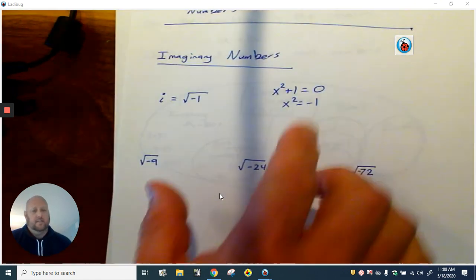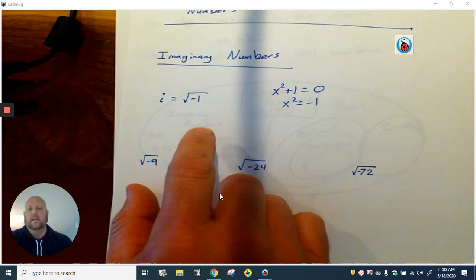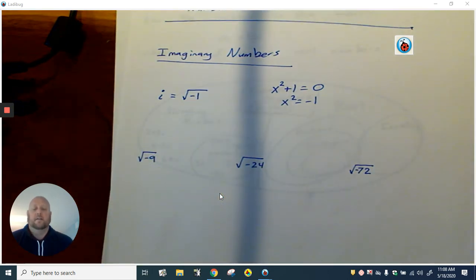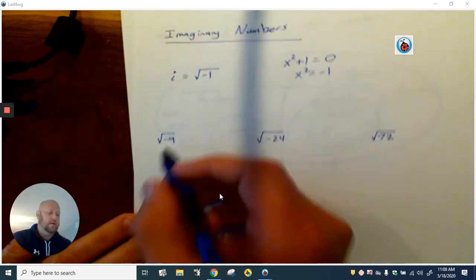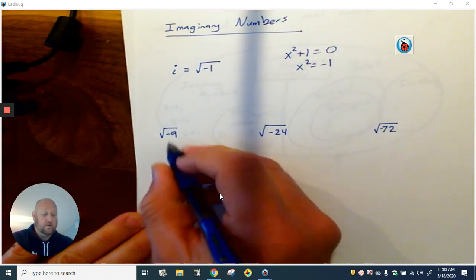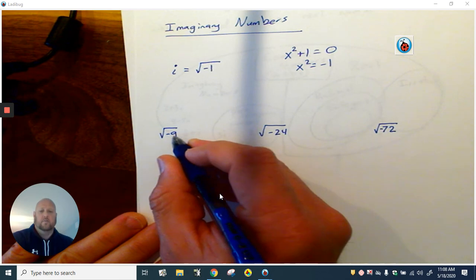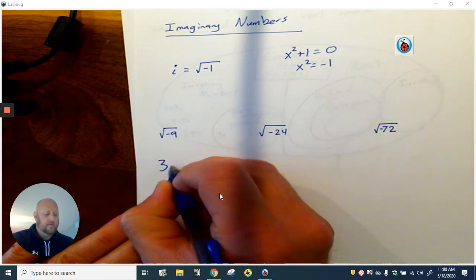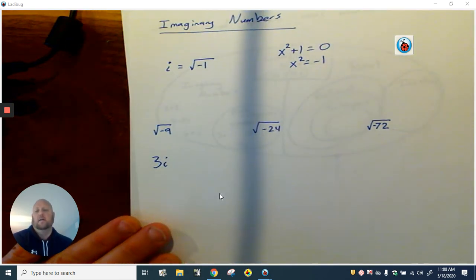So basically, what i does, just a little reminder, it helps us simplify problems like the square root of -9. We know the square root of 9 is 3. So the square root of -9 would be 3i, okay?